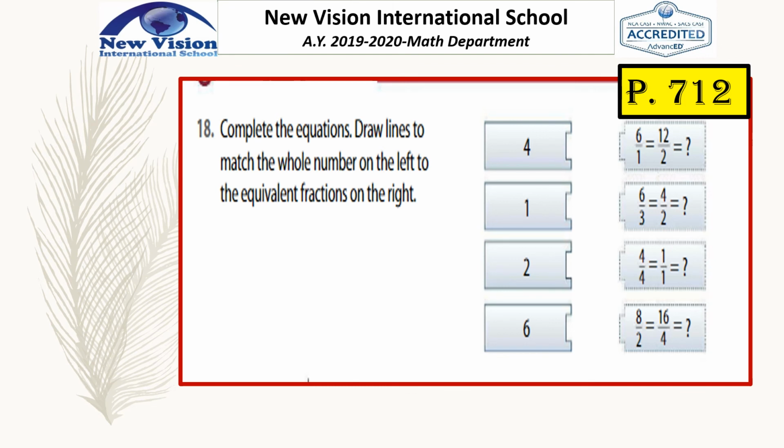Now let's have the last one. We have number 18. Complete the equations. Draw lines to match the whole number on the left to the equivalent fractions on the right. Now we have here the whole numbers 4, 1, 2, and 6. Now we're going to match these whole numbers to the equivalent fractions on the other side. Let's start first with a 4. Which do you think is the equivalent fraction for the whole number 4?